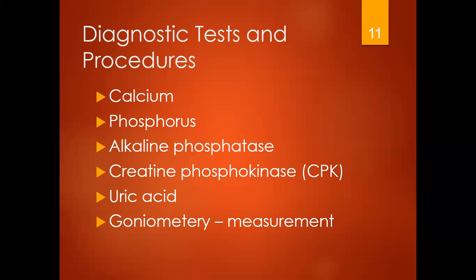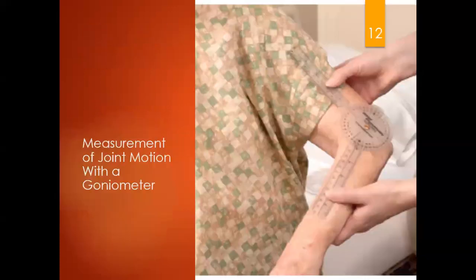I want to clarify. And then the goniometry is a tool. There's a goniometer. It's a little tool, often plastic, that we can use. It measures angles and it allows us to measure joint motion. So here's a good picture of that goniometer and what actually is going on there. They're measuring the angle of movement and ability of range of motion.